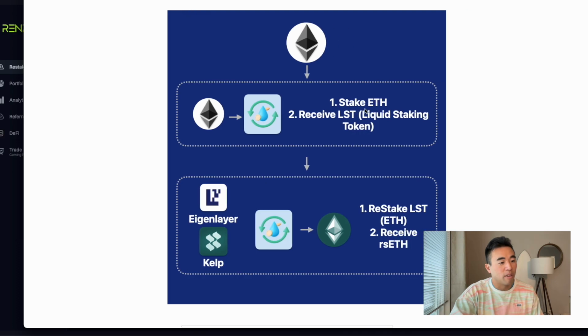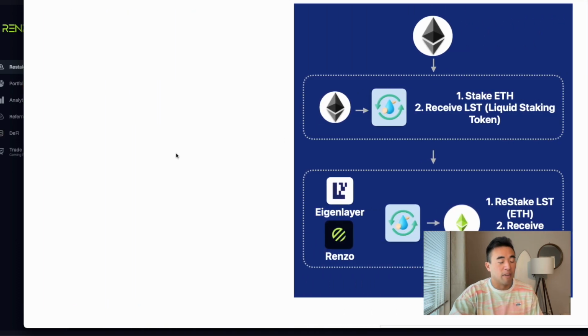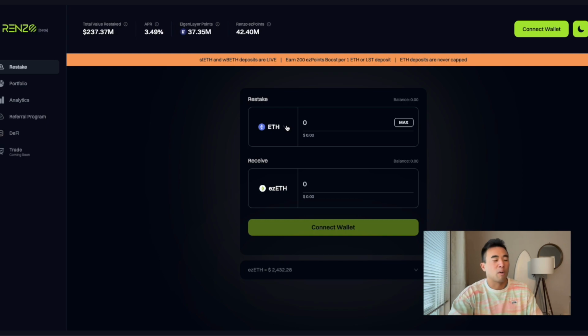So to recap how Renzo works, very similar to Kelp, you stake your ETH in one of their supported liquid staking providers. You get a liquid staking token. With that liquid staking token, you can then deposit in Eigenlayer. You restake it and receive ezETH. Now, what's interesting with all these guys is you can also deposit ETH directly. I won't go into the exact details of how that works, but basically, they will natively restake the ETH for you.